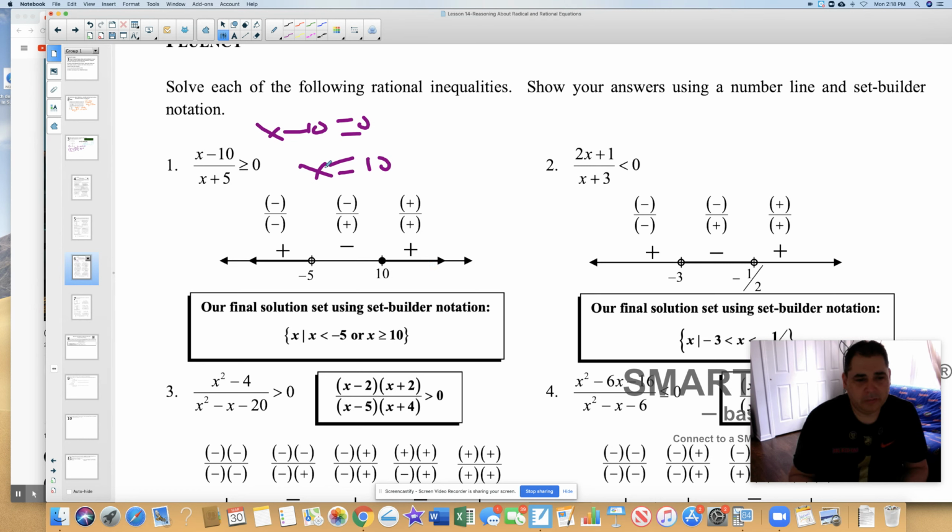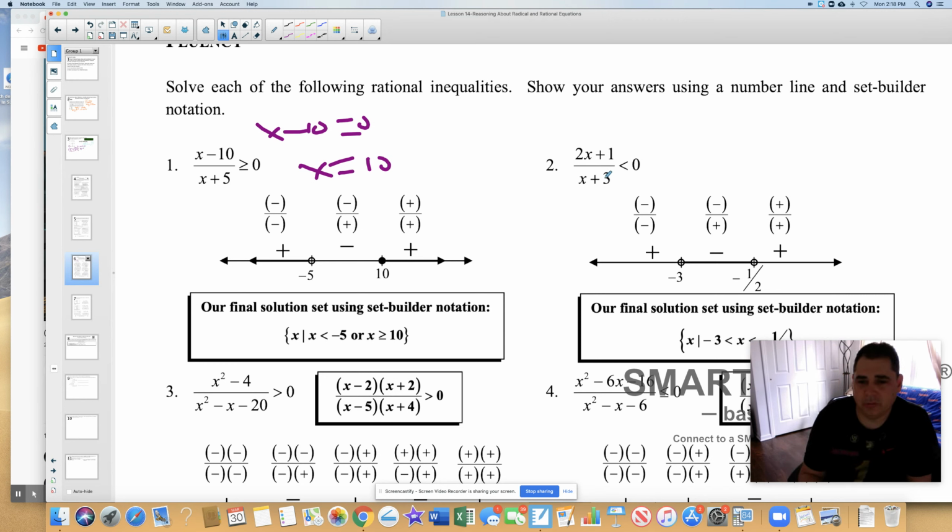Let's use 12. 12 minus 10 is positive. 12 plus 5 is positive. Positive divided by positive is a positive. So a positive is greater than or equal to 0. And that's how you do these problems. You've got to come up with test points.